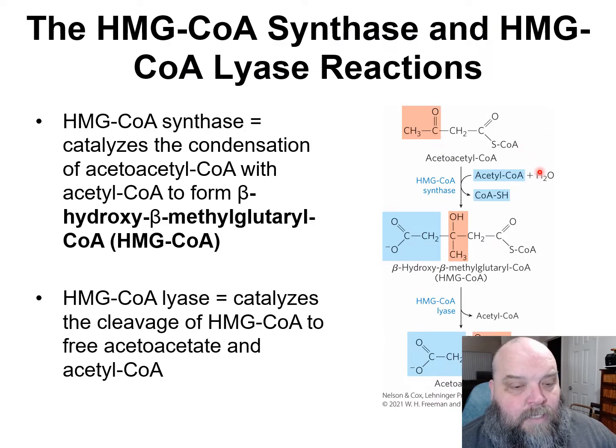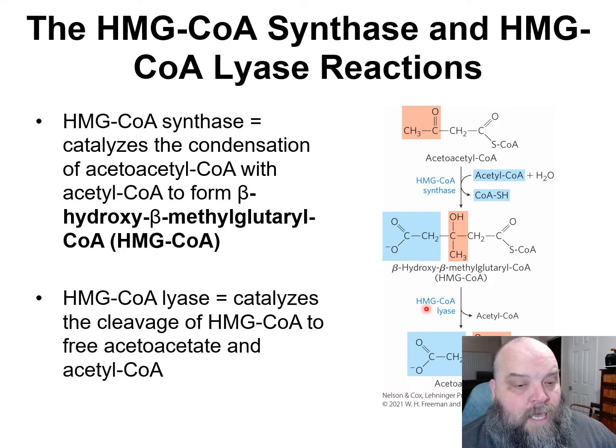Acetoacetyl-CoA, you bring in another acetyl-CoA, get rid of its coenzyme A portion, and you add it on. So you got 1, 2, 3, 4, 5, 6 carbons. Beta-hydroxy-beta-methylglutaryl-CoA, also known as HMG-CoA.